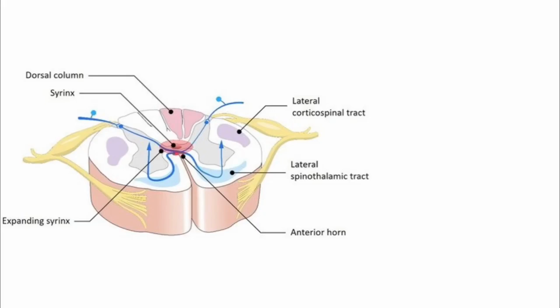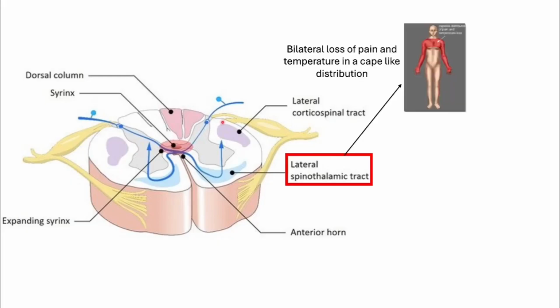We explained the spinothalamic tract in the ascending tracts lecture, so if you haven't watched it, make sure to check it out. The spinothalamic tract is responsible for pain and temperature sensations, and it ascends from the spinal cord to the brain. As it ascends the spinal cord, it passes anterior to the central canal in what we call the anterior white commissure. So a damage to the anterior white commissure will affect the spinothalamic tract and cause a bilateral loss of pain and temperature in a cape-like distribution in the upper extremities.